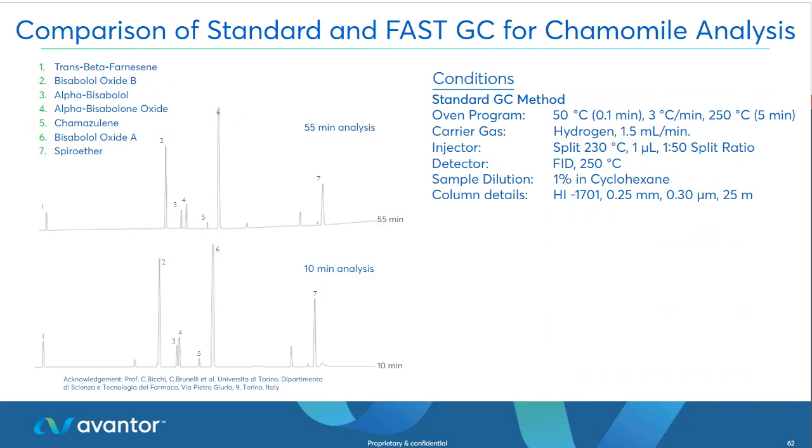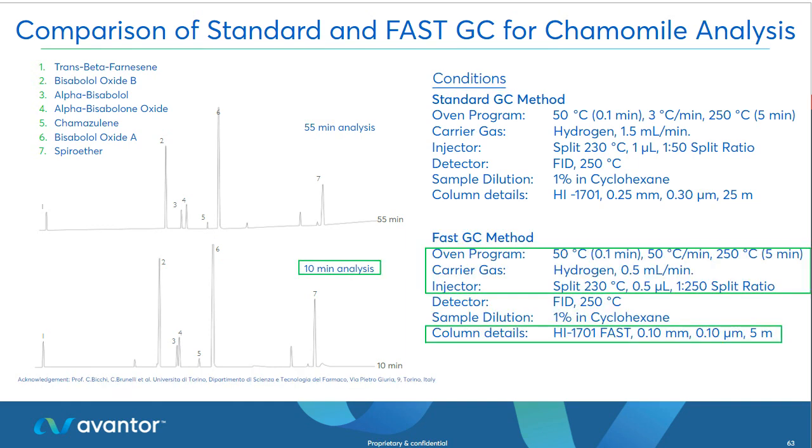So then when we look at the comparison of standard and FastGC for chamomile analysis, we can see the run has been reduced from 55 minutes to 10 minutes. Main parameters we'll be focusing on are the oven ramp rate, which is 3 degrees per minute, the carrier gas flow at 1.5 mL/min, injection volume 1 microliter, split ratio 1:50, and then the column details, it's a standard column with standard dimensions. So let's have a look at when we change these parameters in the column to FastGC, how it influences the retention time.